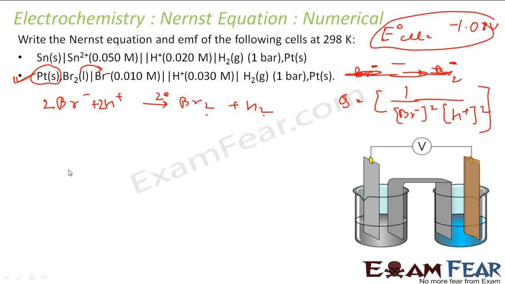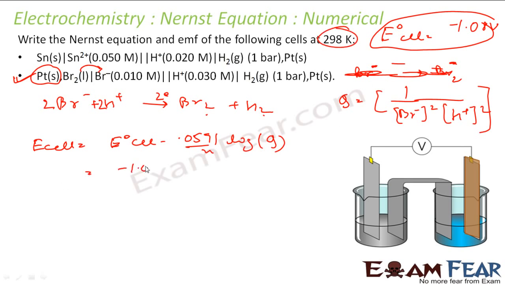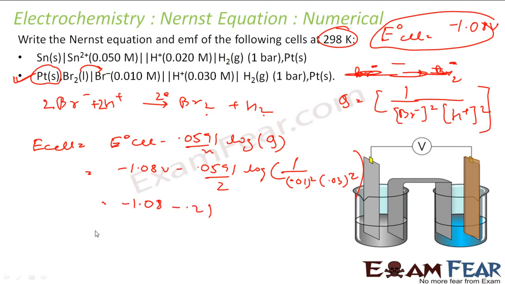You can do it actually. For this reaction, we use the same formula. Nernst equation is nothing but E cell is nothing but E naught cell minus 0.0591 by n log of Q. Why? Because it's happening at 298 Kelvin. This value is minus 1.08 volt minus 0.0591 by 2 because n is 2 electrons. And log of Q is 1 by concentration of Br minus square, that is 0.01 square, and concentration of H+ square is 0.03 square. Right? Solve this. Minus 1.08 minus 0.21 is nothing but minus 1.29 volt, and that is my answer.